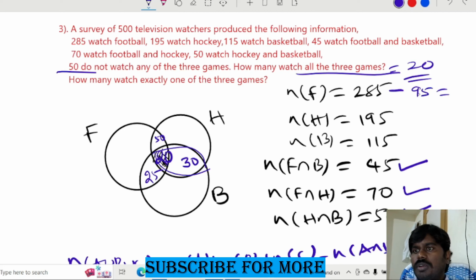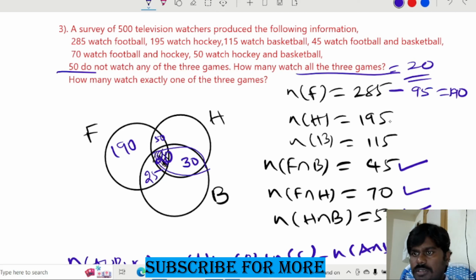Okay, so here 5 minus 5 is 0, and here 8 minus 9, we take a borrow, so 9, so 90. And here 2 minus 1 is 1. Okay, so 190 people will watch only football. Next, similarly we have to find out this.